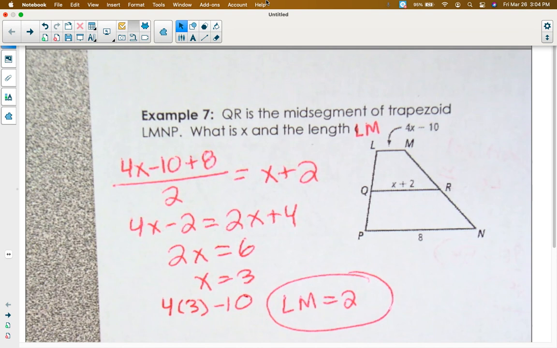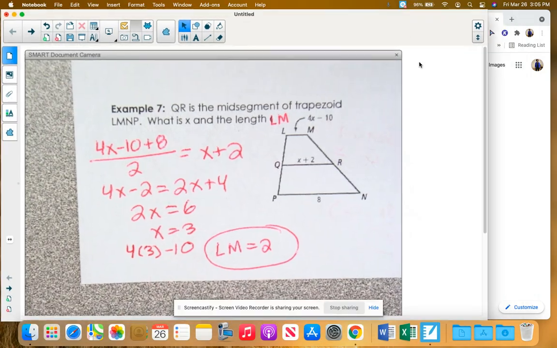So lots of information here, but feel free to use your theorems and different things that you wrote down to help you solve your problems and figure out if it's dealing with a parallelogram, a quadrilateral, or a trapezoid.